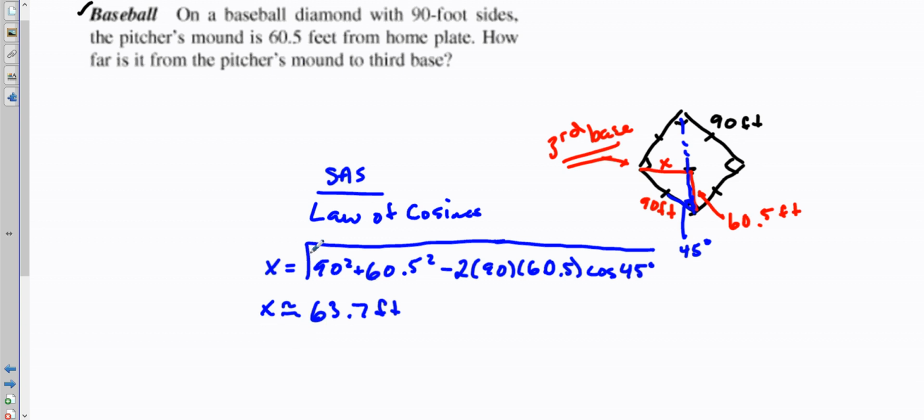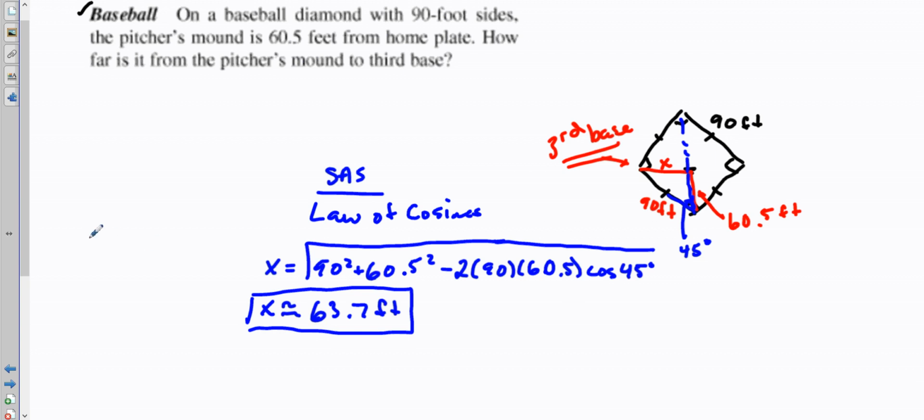Make sure you put everything in parentheses. Be very careful when you put it inside the square root, but that is what we have, and that is the distance from the pitcher's mound to third base, about 63.7 feet. A little bit more than the distance from home to the pitcher's mound.